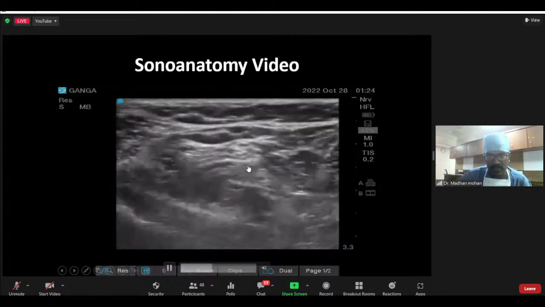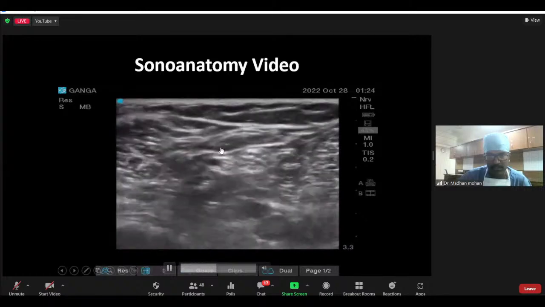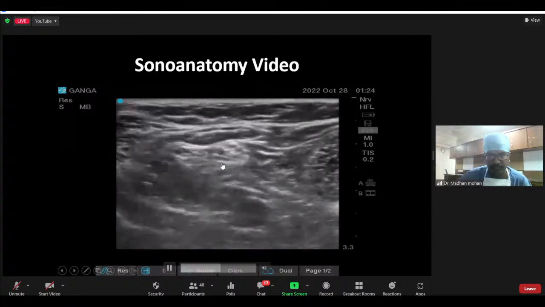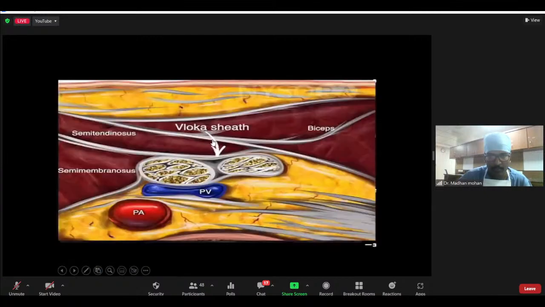This is the paraneural sheath covering the sciatic nerve. This is a schematic representation of the tibial nerve and the common peroneal nerve. So this will be lateral, this will be medial. And this paraneural sheath is called the Vloka sheath.